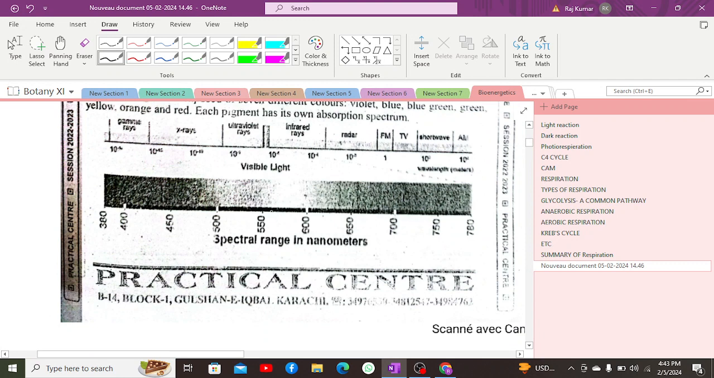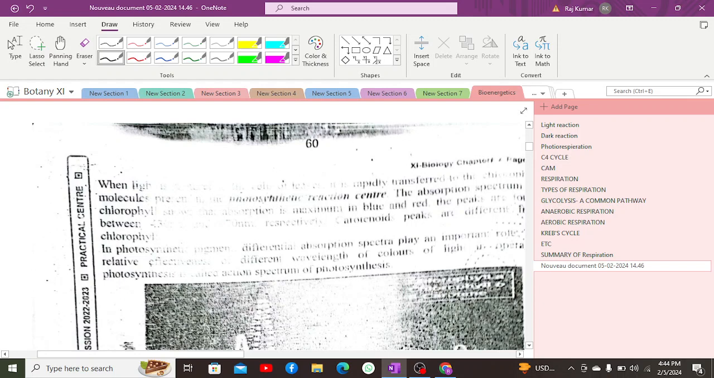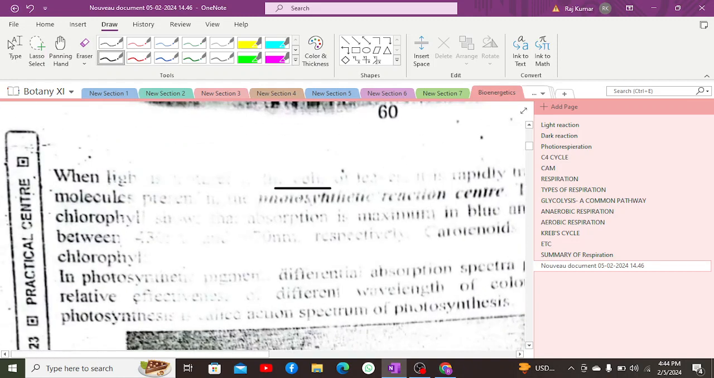Their wavelengths are also shown over here, such that the wavelength of light ranges from 380 to 760 nanometer, with 380 showcasing the wavelength of violet, and 760 the wavelength of red light. As you can see, when light falls, it is rapidly transferred to the chlorophyll molecules present in the photosynthetic reaction center.